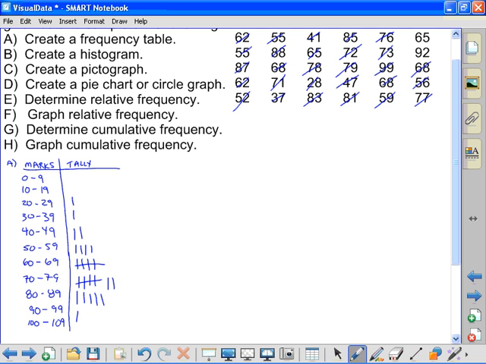50 and a 60, 50, and a 90 and a 60, a 90 and a 60.